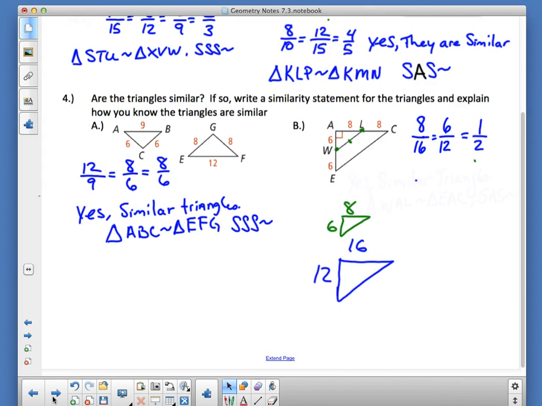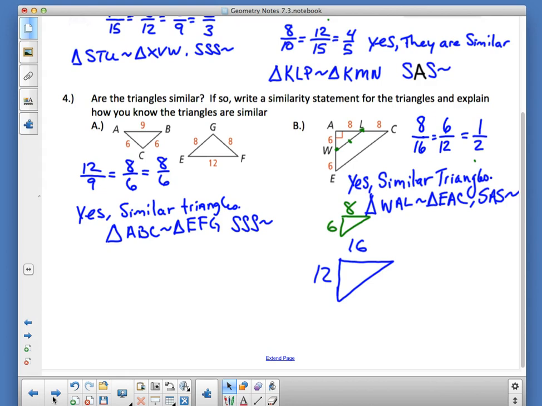Okay, now I have a conclusion. Remember, A is the same angle in both of those. So yes, they're similar triangles. And I've got triangle WAL similar to triangle EAC, because of side angle side similarity. Are we doing okay?